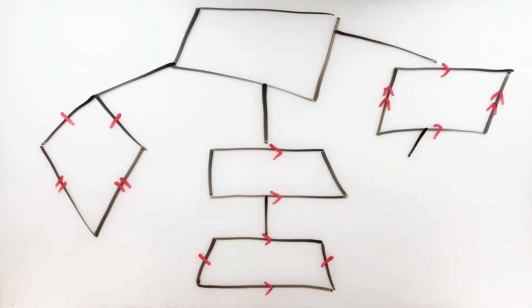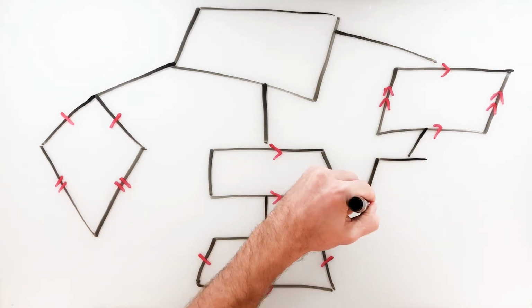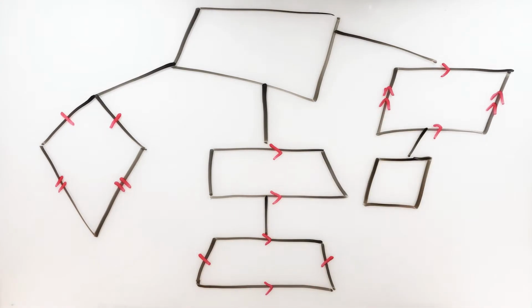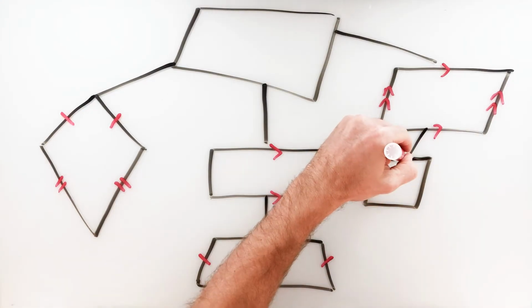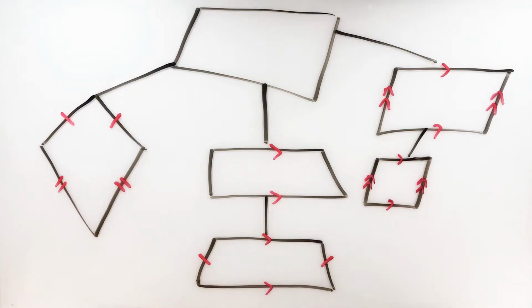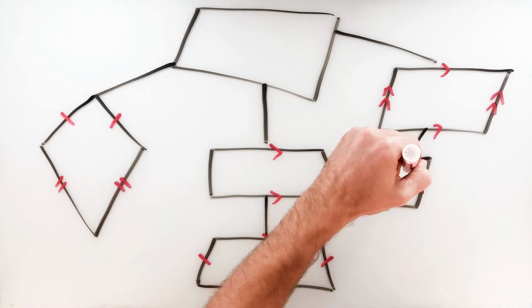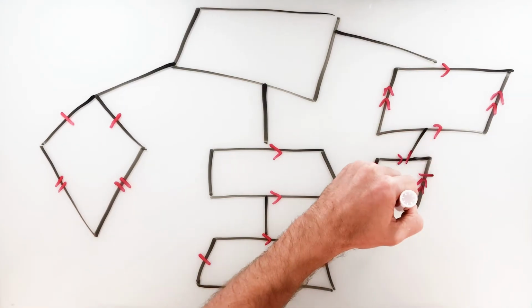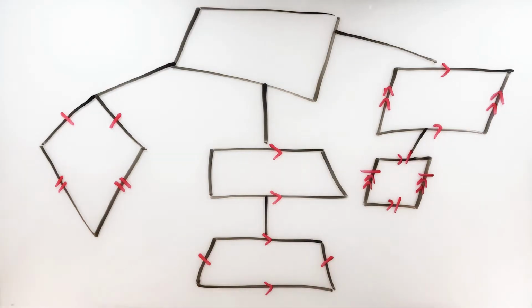So branching down from the parallelogram, the next one, also 2 pairs of parallel sides, but this time all 4 sides are the same. So opposite sides are parallel, but also all 4 sides are the same. This is what we call a rhombus. So rhombus, a parallelogram with 4 congruent sides.